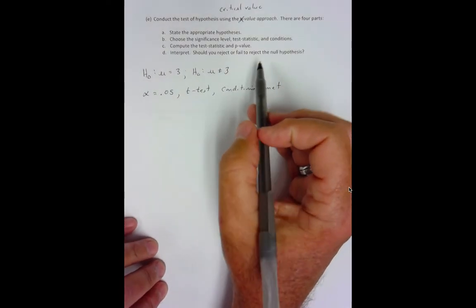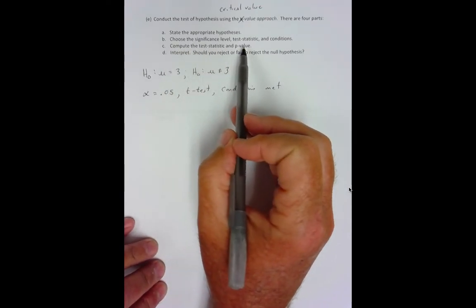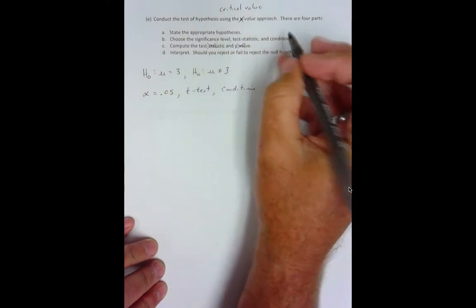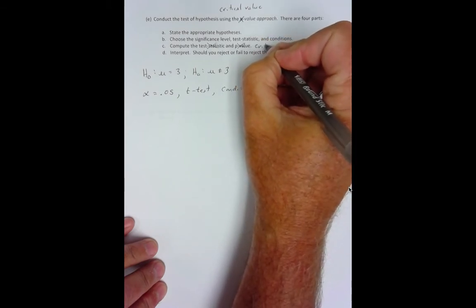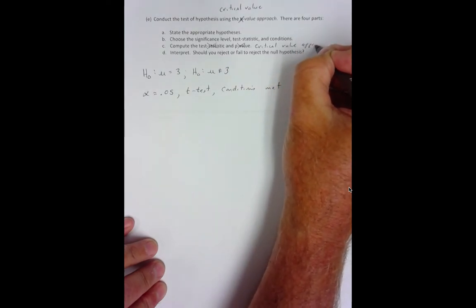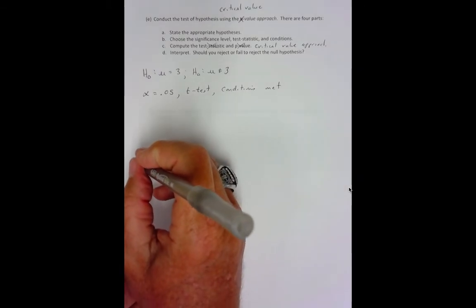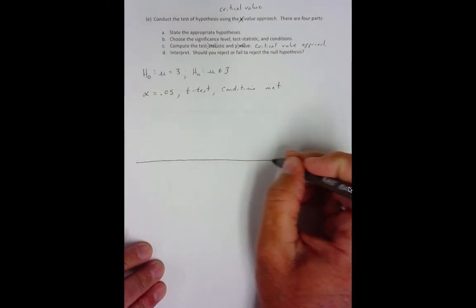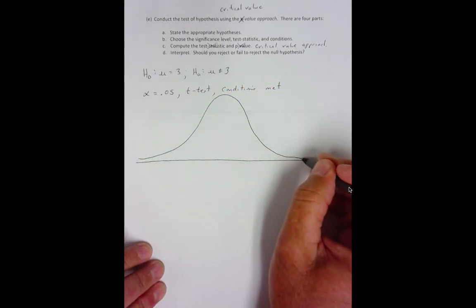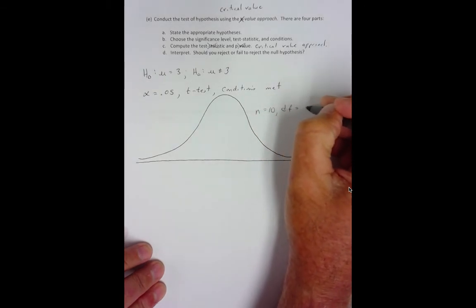Now, this changes a little bit. Part C, compute the test statistic and p-value. But instead of the p-value, what we're going to do is implement the critical value approach. So it starts with looking at the distribution of sample means. Since we have n equal 10, we know that we have degrees of freedom equal to 9.